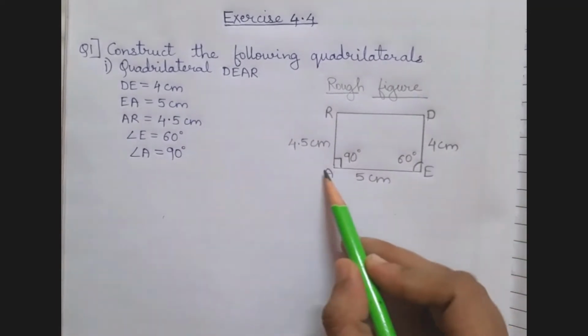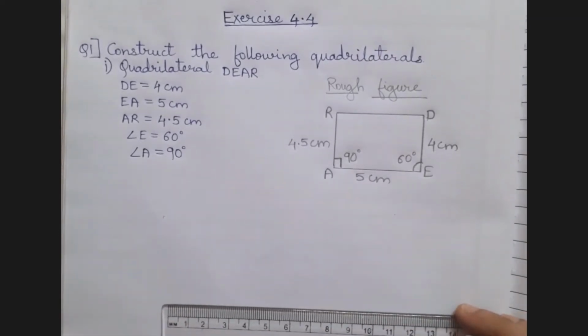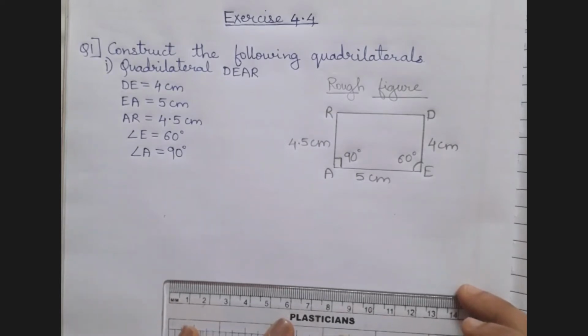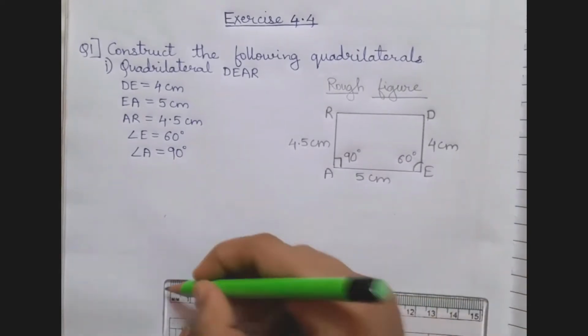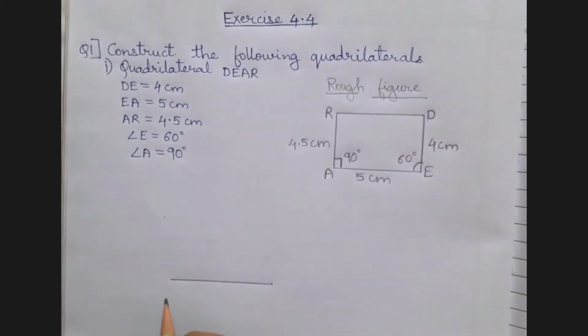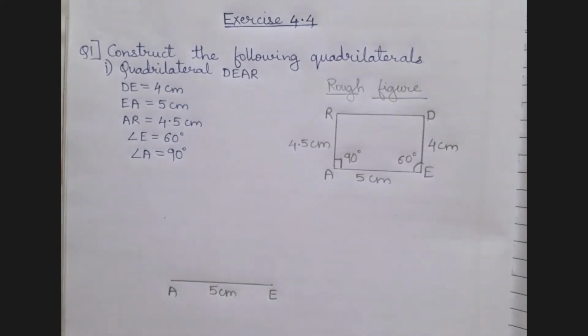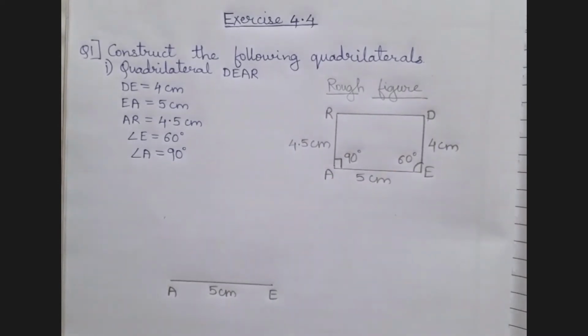So we will first draw the base line, that is AE. AE is 5 cm. So draw 5 cm. This is A and this point is E. This is 5 cm. Now we will construct the angles. First we will construct angle A. By now we know how to construct angles using a compass.